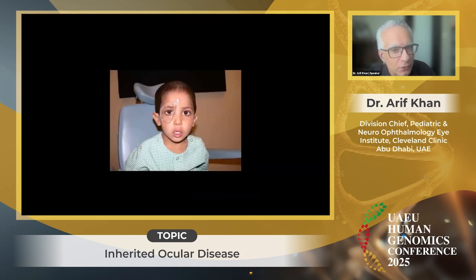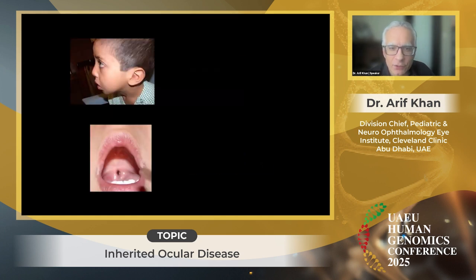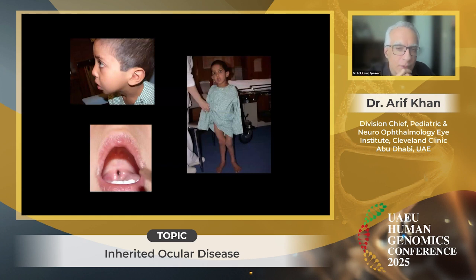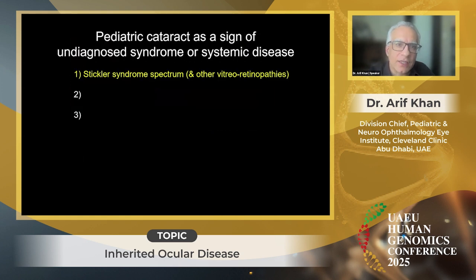Another child, again, who had cataract surgery. He wasn't diagnosed with any other thing, but looking at him, he's hard of hearing. He's got a very flat face. He's got a bifid uvula. He's got joint problems. He's got a very severe collagenopathy. He actually had Nance dysplasia, undiagnosed until this time. So the first sign I've gone through now: pediatric cataract as a sign of undiagnosed systemic disease, Stickler syndrome spectrum, and related vitreoretinopathies.